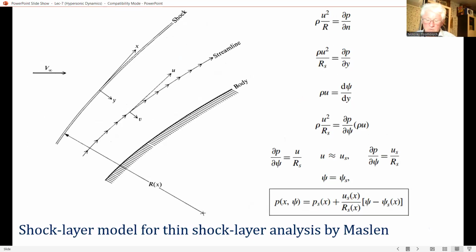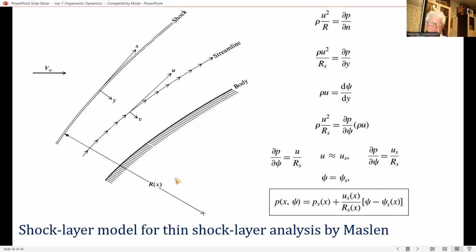Now, assume that the shock layer is thin, and hence the streamlines are essentially parallel to the shock wave. In this case, in a streamline-based coordinate system, the momentum equation normal to a streamline can be rewritten as the upper equation on the right: rho times u squared over r is proportional to dp over dl. Here, r is the local streamline radius of curvature.